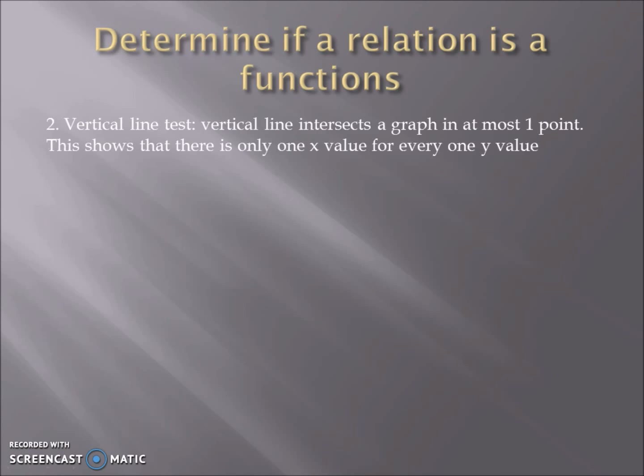Now, what's the other way to tell? Well, if you don't have values like in a table that tell you that, what's another way I can tell by just looking at a graph? Well, it's something called the vertical line test. And in a vertical line test, the vertical line intersects a graph in at most one point. This shows that there is only one y value for every one x value.